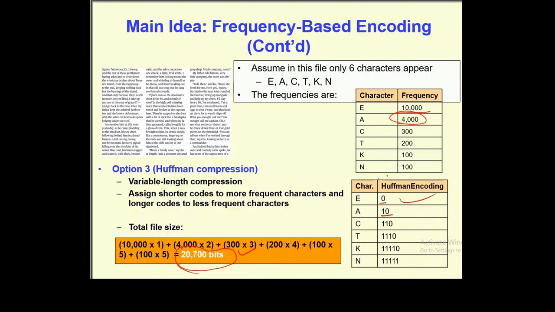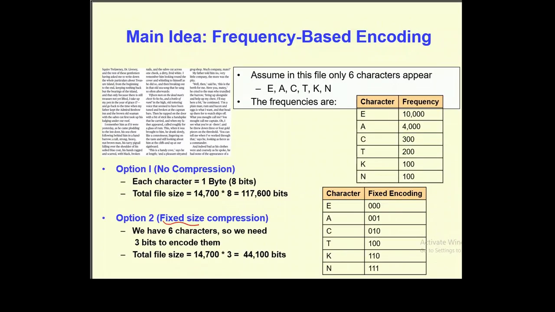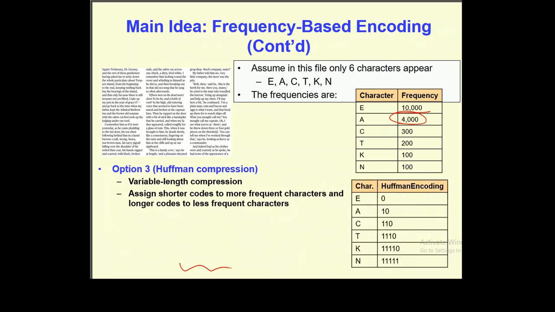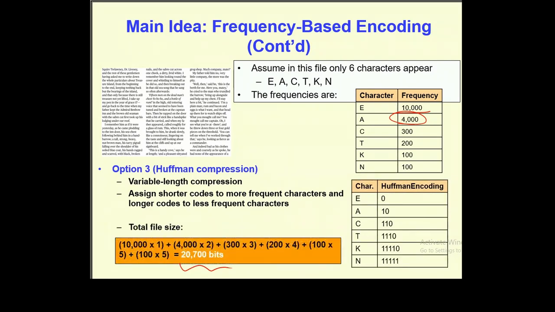So in the case of variable length encoding, like we are just assuming, every character is represented by a different size pattern. Then the memory requirement is reduced. We can see that with no compression, the requirement is 117,600 bits. In the fixed size compression, it is 44,100 bits. And in the case of Huffman compression, or we can say variable length compression, the requirement is 20,700 bits. So its size is reduced by a big factor.